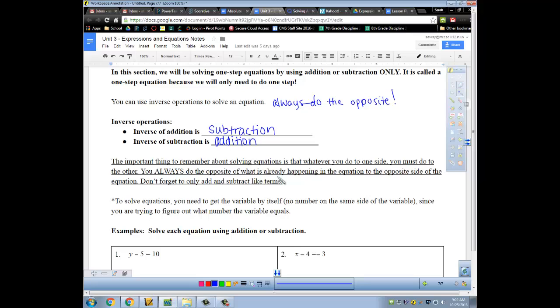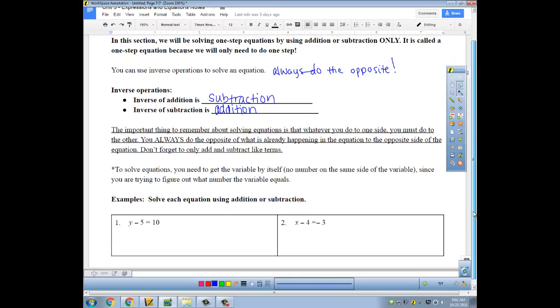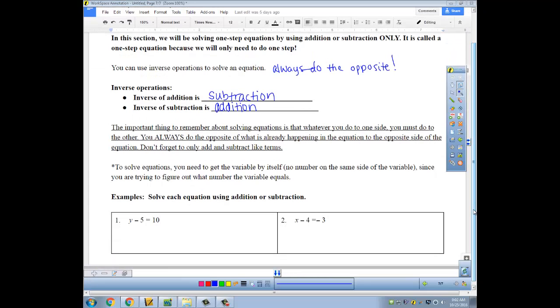The important thing to remember about solving equations is that whatever you do to one side, you must do to the other. You always do the opposite of what is already happening in the equation to the opposite side of the equation. So always do the same thing to both sides because with an equation, both sides need to be equal. So whatever you do to one side, you also need to do to the other to make sure that they're always equal. To solve equations, you need to get the variable by itself, which means that there is no number on the same side as the variable. Since you're trying to figure out what the variable equals, we're trying to get the variable by itself.